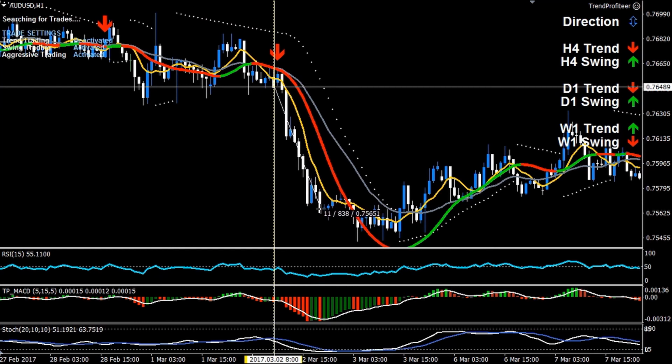80 pips hit back here, and all the way down to just over 100 pips, giving us a 5-to-1 reward to risk ratio. So for the 20 pips we risked, we were able to generate just over 100 pips, giving us a 5-to-1 reward to risk ratio.